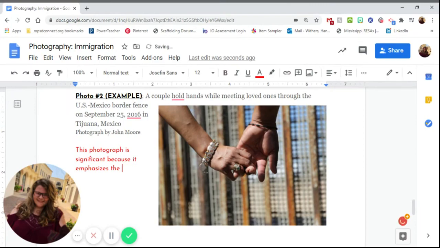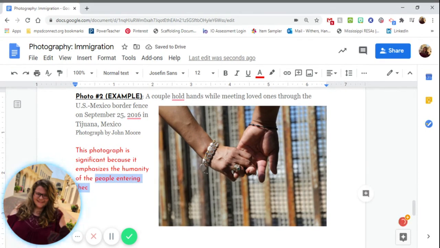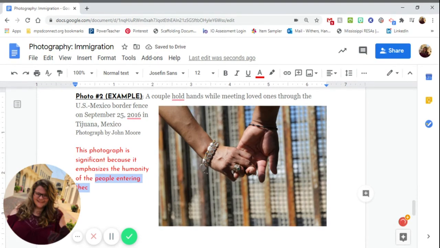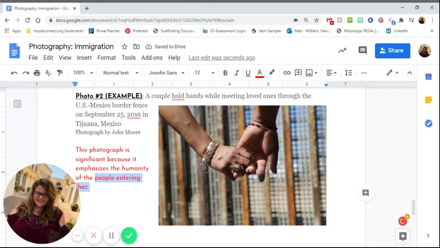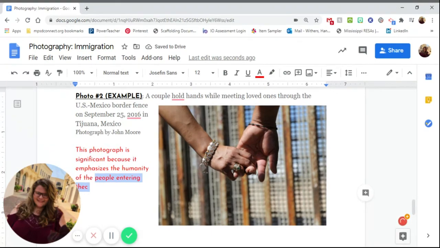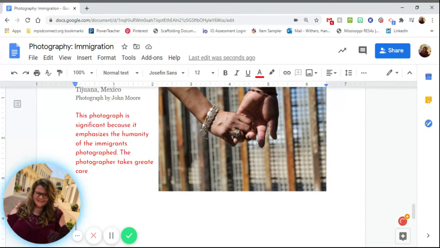Ooh. Could you catch up with me? Okay. The people, the immigrants photographed. The photographer takes great care. It's frozen.